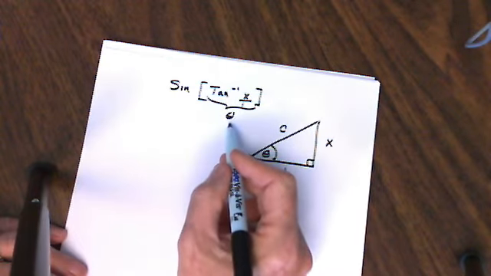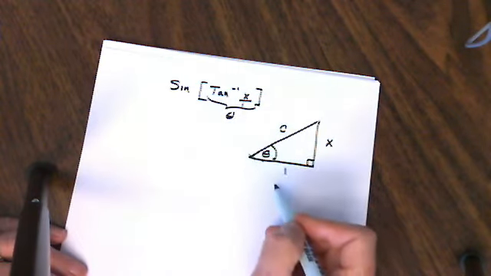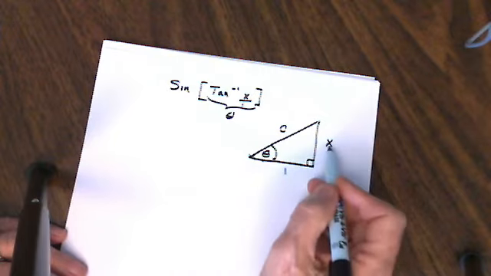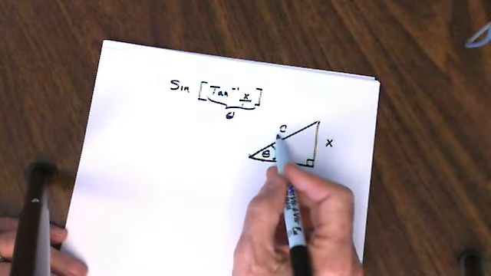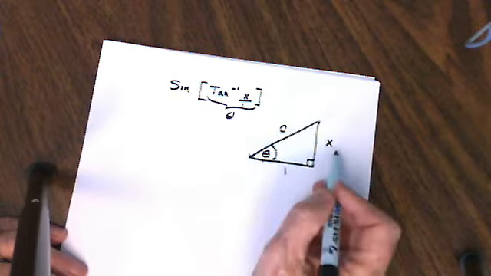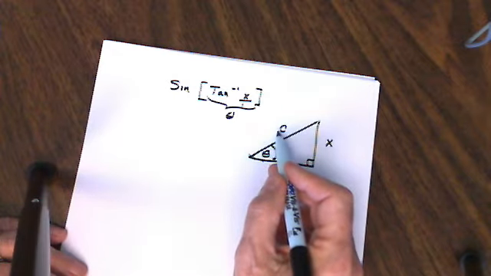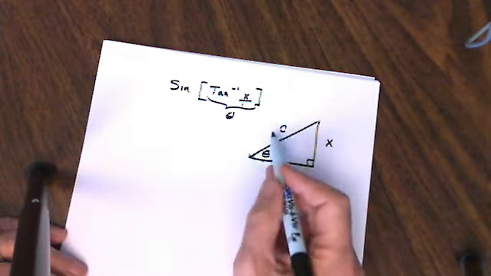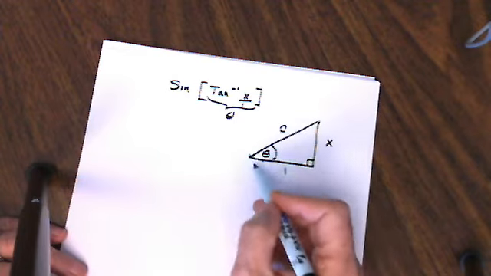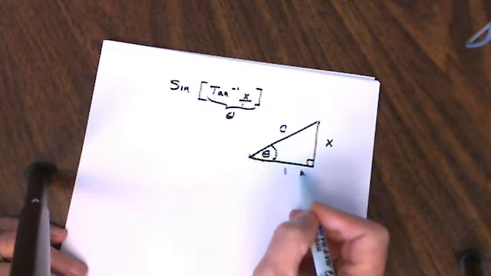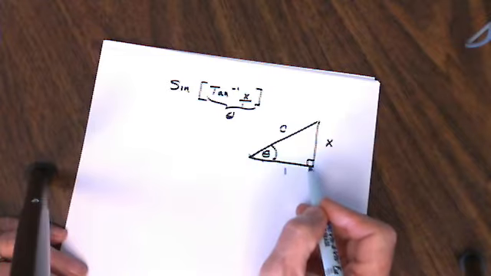Now I want to take the sine of that same angle. To take the sine of that same angle, I need opposite over hypotenuse. Can I put x over c? The answer to that question is no. I've got to keep my statement in terms of x's. That's the only acceptable unknown in this particular problem.